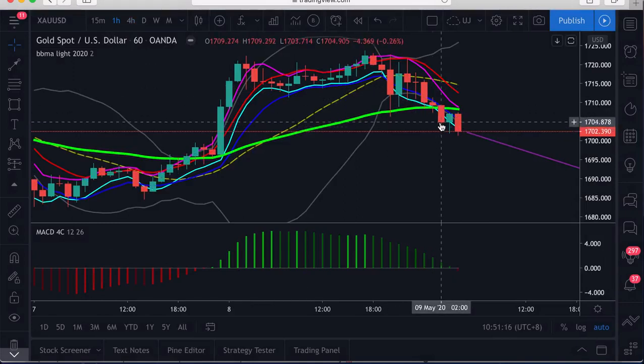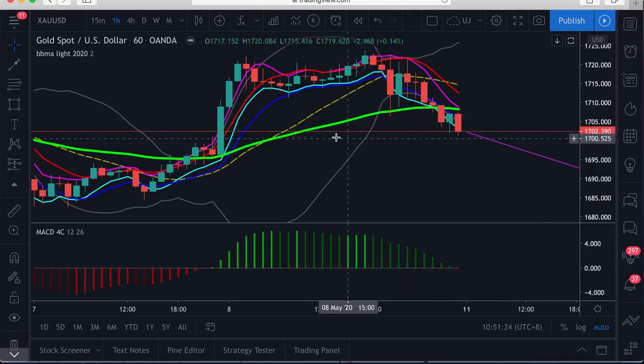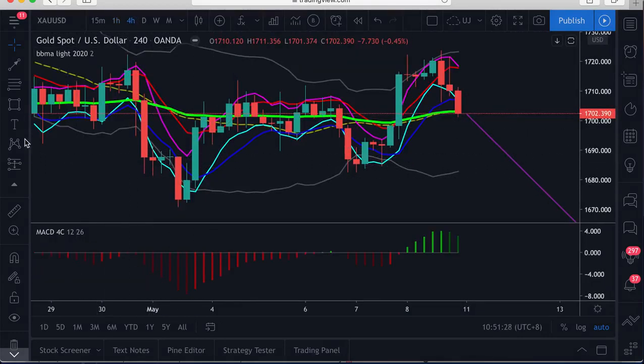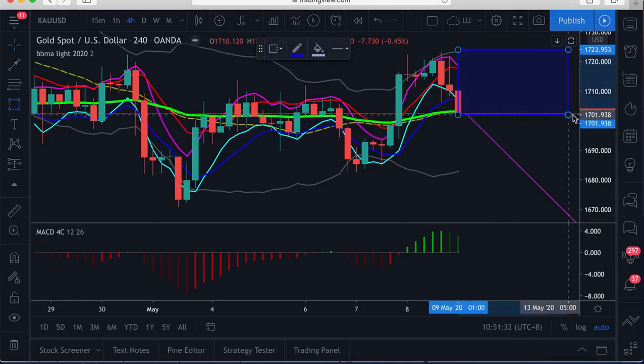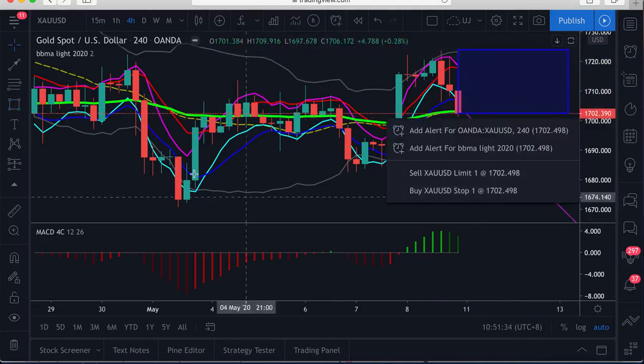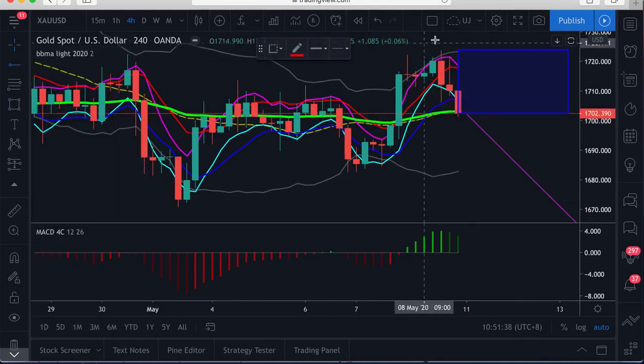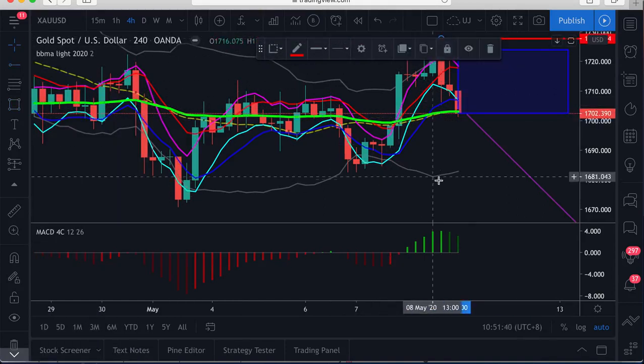Yeah, so our sell setup is valid. Candle closes below the MA50, below the low BB, CSM sell, very good CSM sell. And then we can go back to H4, and we can identify this as our sell zone here. Okay, and of course our stop level will be here.